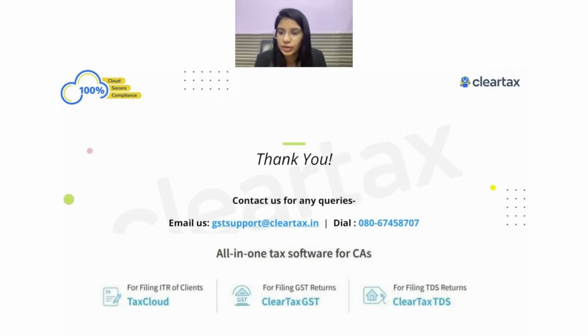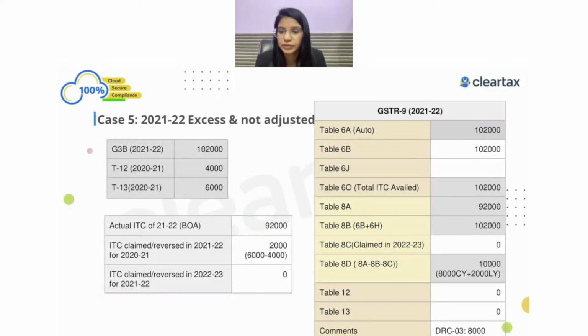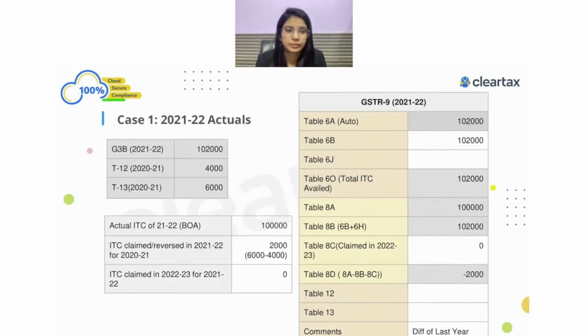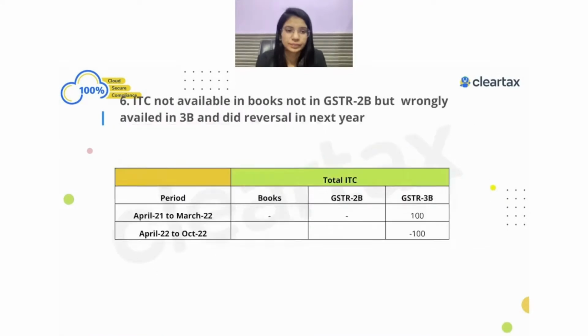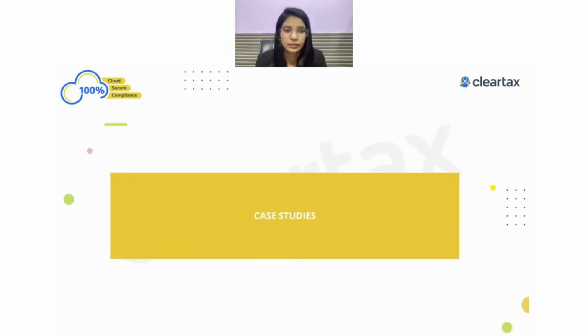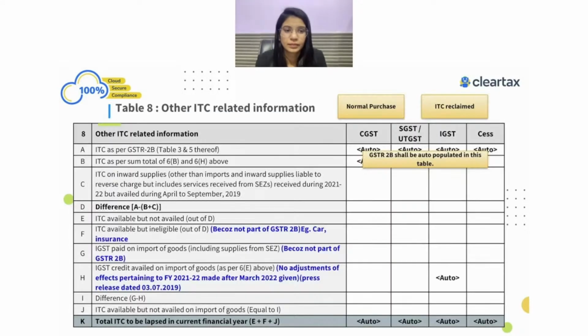Now, I could see there is another question. The next question is whether 8D is equal to 8K. If you look into 8D, it's a difference, and 8K is the total ITC to be lapsed in the current financial year.